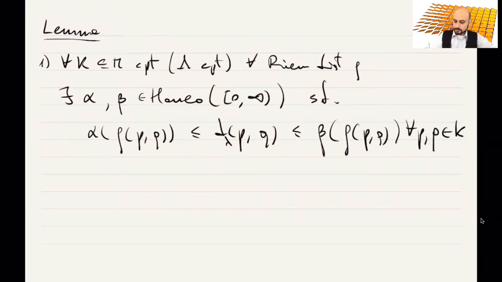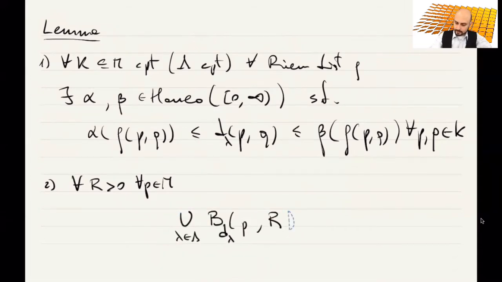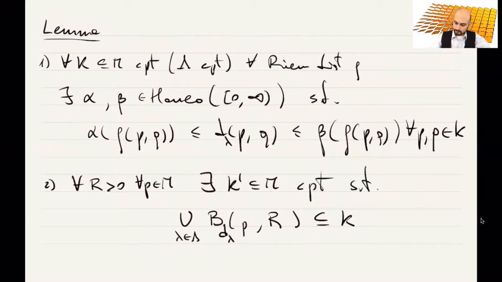Okay. Actually, from the proof, we also have a second part, which I will also need for the proof of the theorem, and this is the following: for all radius r, if I look at the balls of center a given point, so fix a point P in M, of radius r with respect to the distance d_λ, and I take the union of all these balls, then this set does not get bigger and bigger, but it stays within a compact set. So there exists K' in M compact such that we have this bound.